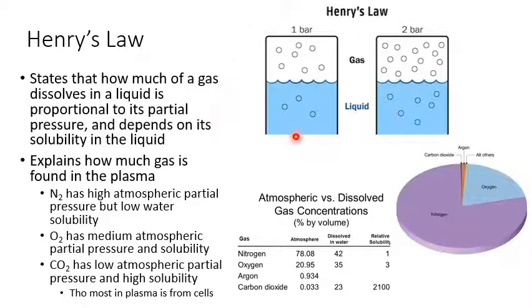So in this little diagram, here you have some type of gas at a pressure of 1 bar. Bar is another pressure unit. If you were to add more gas, you can see you've got a little bit dissolved there. If you were to add more gas into the container to increase the pressure to 2 bars, so doubling the pressure, then you're going to get more gas entering the liquid, or dissolving in the liquid. So this law explains how much gas we find in the plasma of the blood.